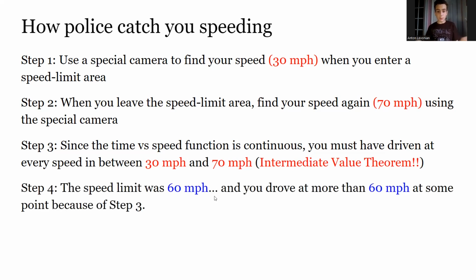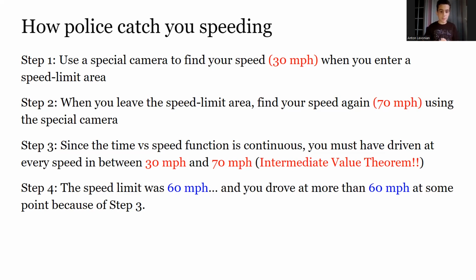And then if the speed limit is 60 miles per hour, then you're in trouble because the police know that since you drove in between 30 miles per hour and 70 miles per hour, and you hit every single value between those 2 points, you also hit 65 miles per hour, which is above the speed limit. And so because of that, you're in trouble. You have been caught speeding.